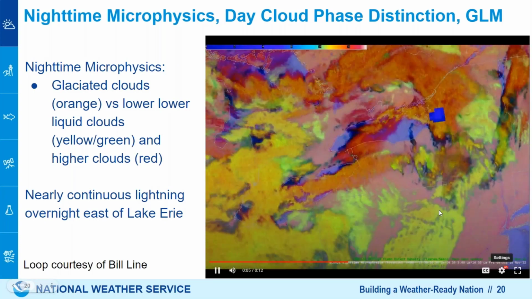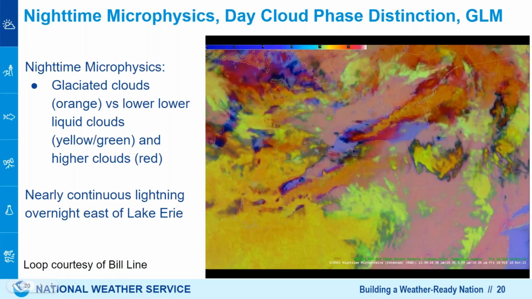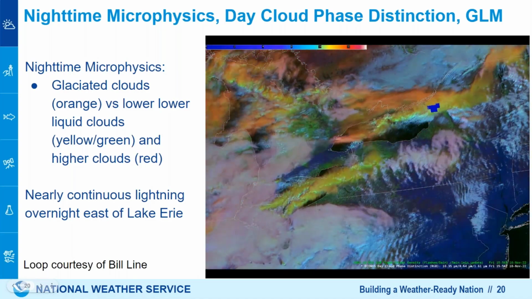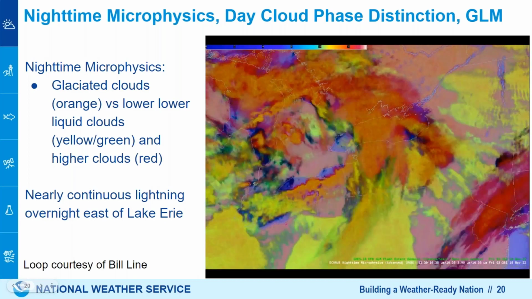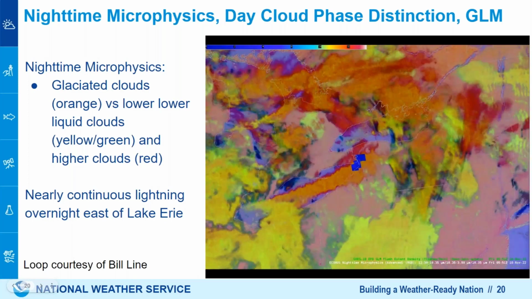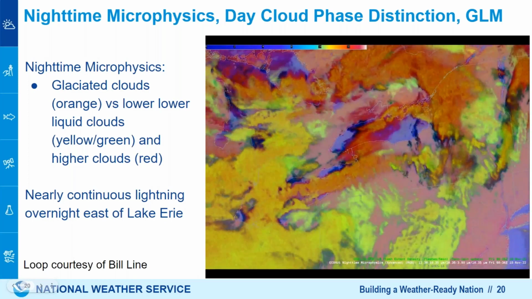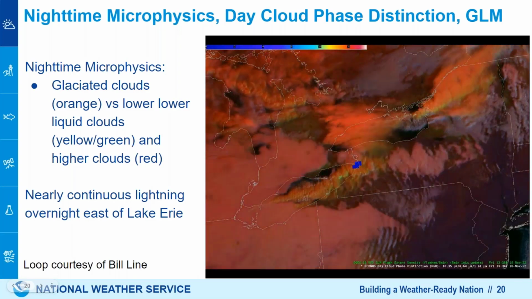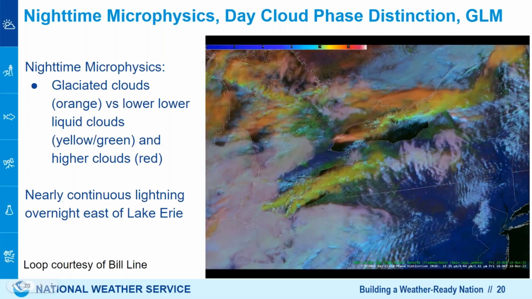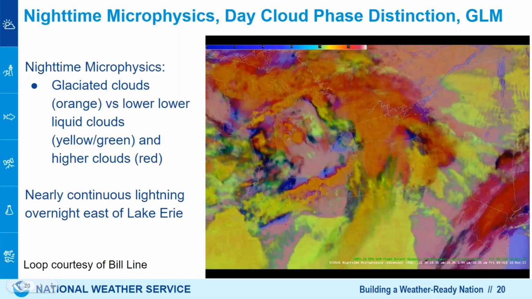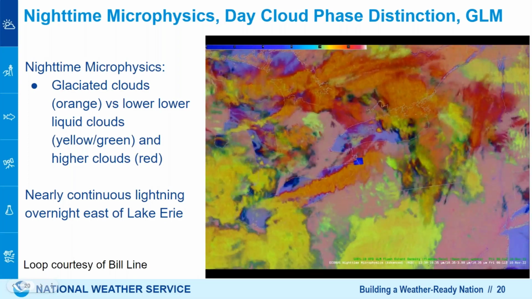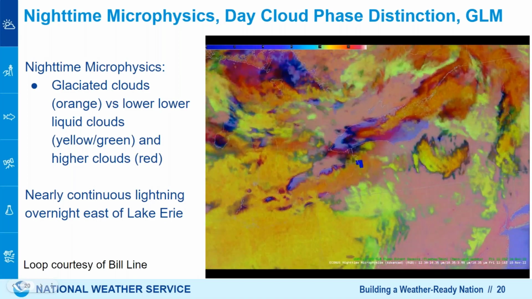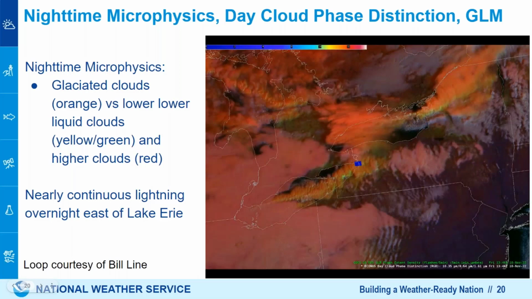So here's a combination of nighttime microphysics and the day cloud phase distinction, plus the GLM is embedded in here as well. So for this, you can see those nice orange colors at night in particular, and the lower liquid clouds with sort of the yellow and green shading, and then the higher clouds in red for this event, at least for the nighttime microphysics. Then of course it changes to the day cloud phase distinction during the day.